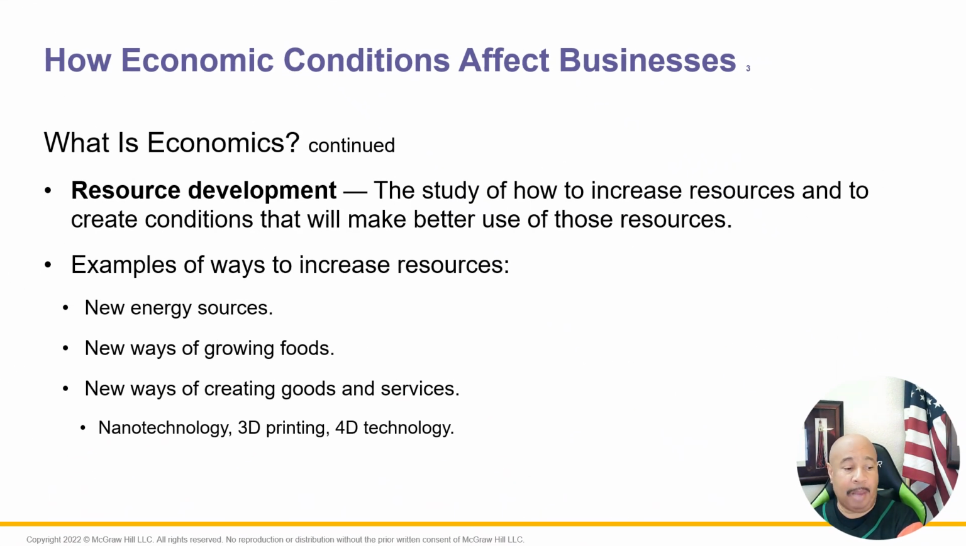Going back to how economic conditions affect businesses, again, we know what economics is so far. And I also know that people refer to economics as the study of wealth. How does a country become wealthy? Not wealthy rich, but wealthy, let's say strong. Examples of ways to increase resources, meaning wealth, basically are new energy sources. We've got to look at new energy sources. We're doing that with windmills, which is wind energy. We're looking at solar, which is huge now. We're looking at so many other ways to raise crops, new ways of growing foods.